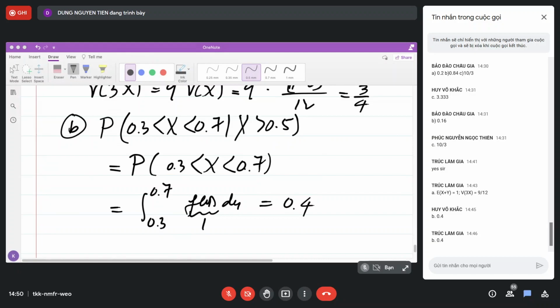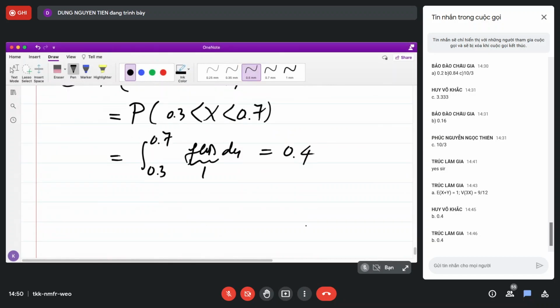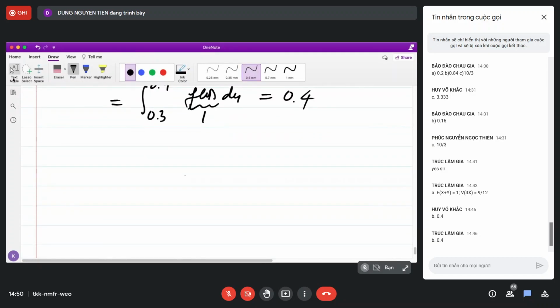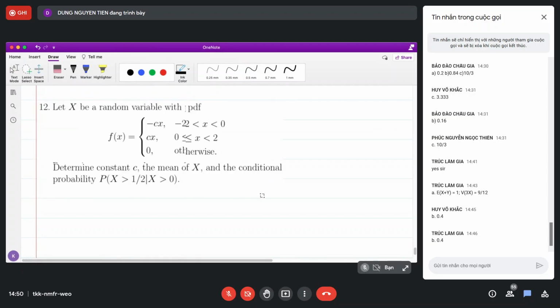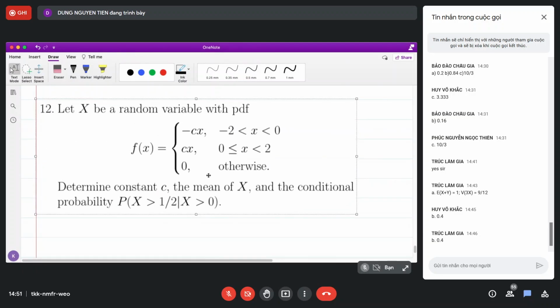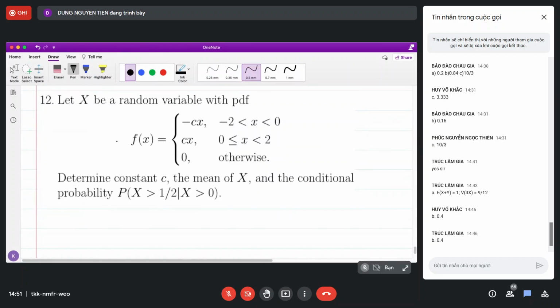So in this problem, x and y are independent, so you can remove the condition without any problem. However, if the two random variables are not independent, then you cannot do it that way. Let's consider the following example. In this case, x is a random variable with the given density function. Now you want to determine the constant c, the mean of x, and the conditional probability that x is more than 1/2, given that x is positive. Can you do that?